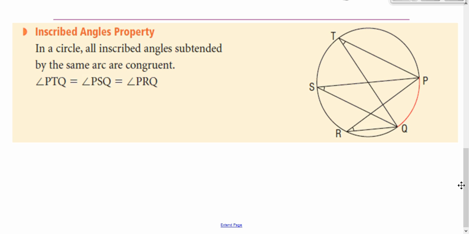In a circle, all inscribed angles subtended by the same arc are congruent, which means that they are equal. So this one's equal, and this one's equal. Okay.